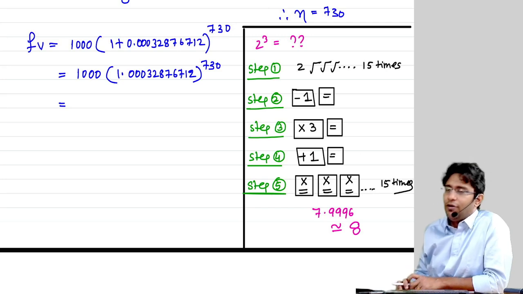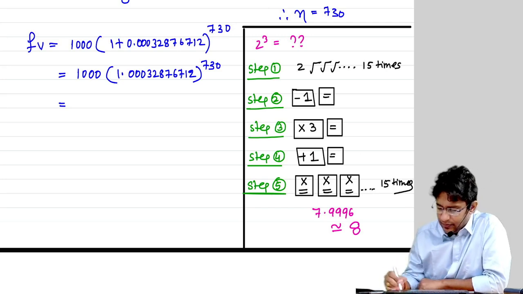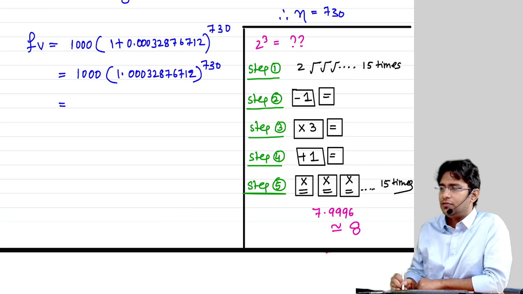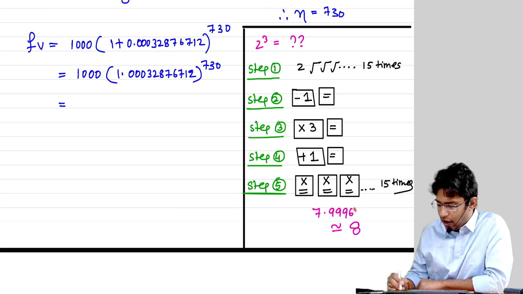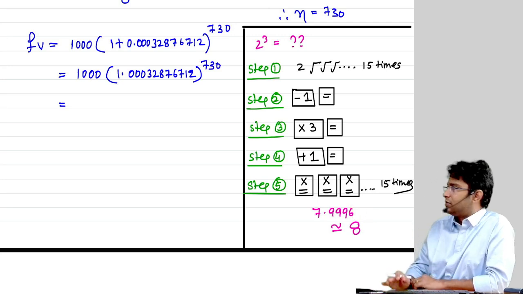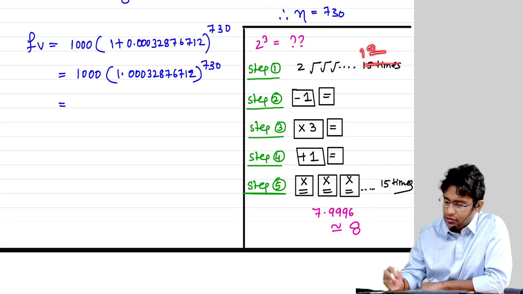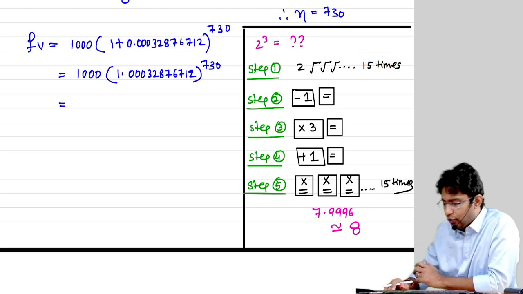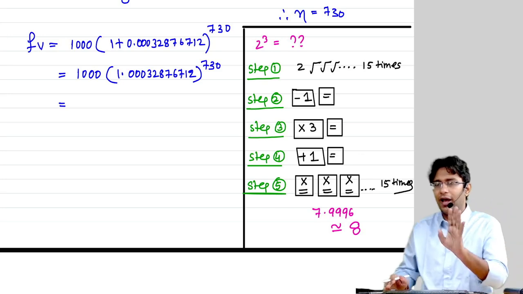Ah, no sir, I want 4 decimals. Instead of 15 times, do 20 times. Then another 2 9s will come, if that is your problem. Okay. So some people actually stop this at 12 times only. I only do 15 times because 4 decimal accuracy I will get.